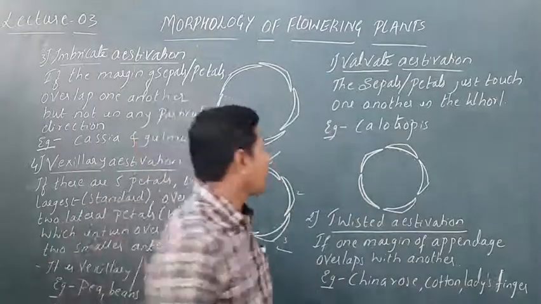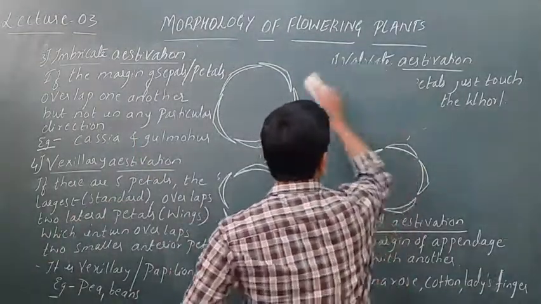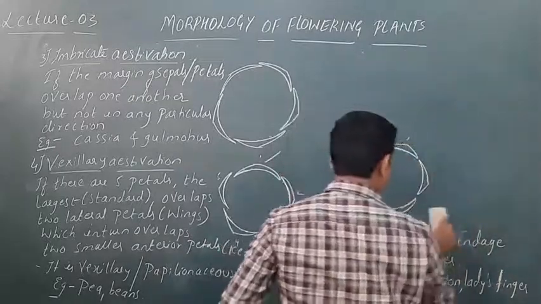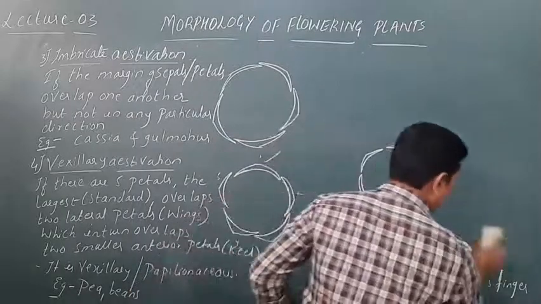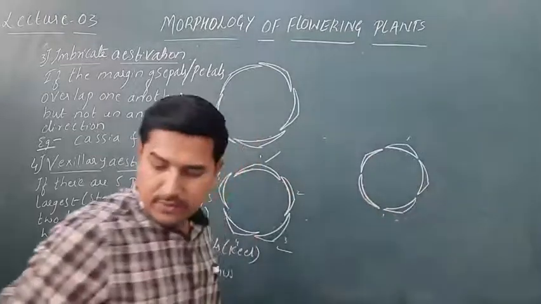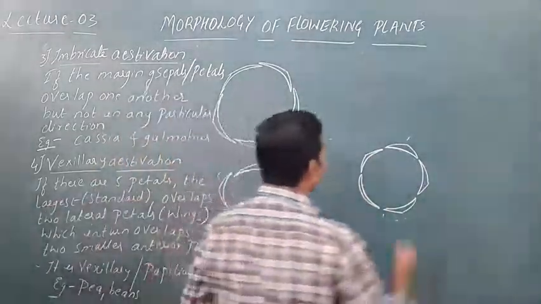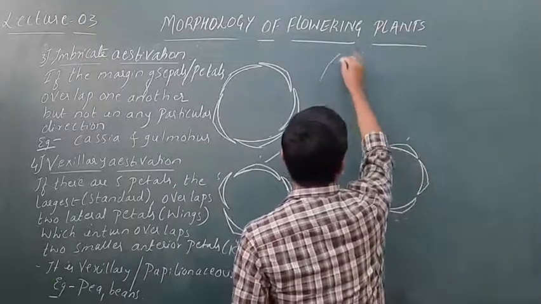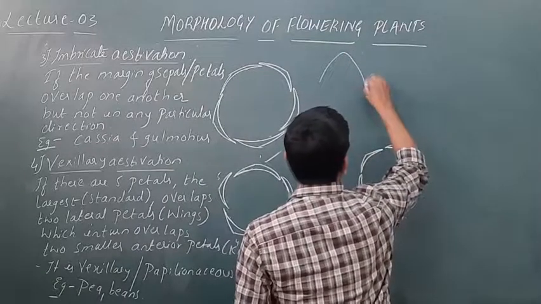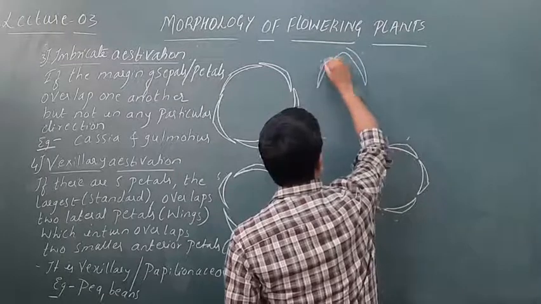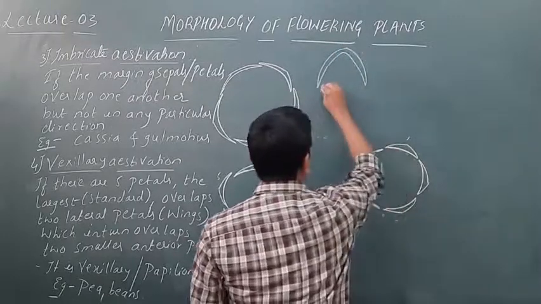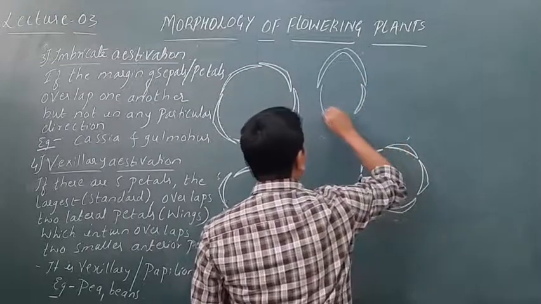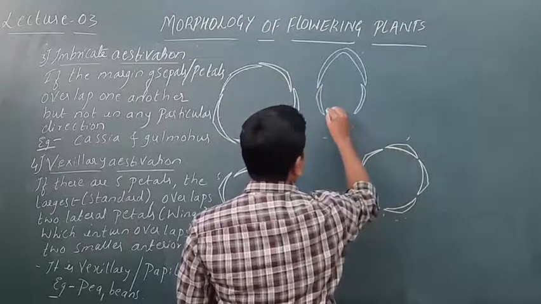So what exactly is vexillary estivation? So with the help of a diagram let us see. Okay, now in the vexillary estivation, what we observe? One thing is, we observe one large petal, then two lateral, and two small.